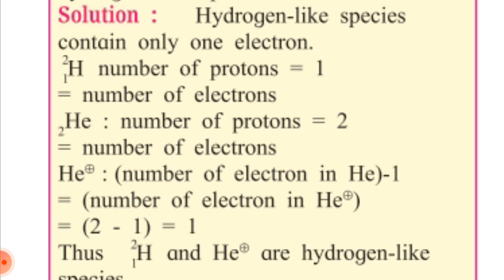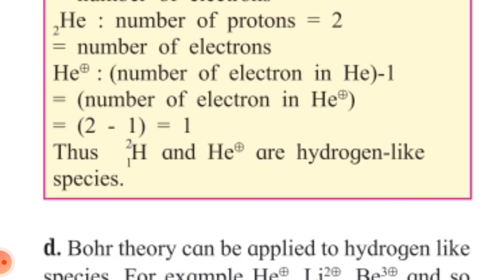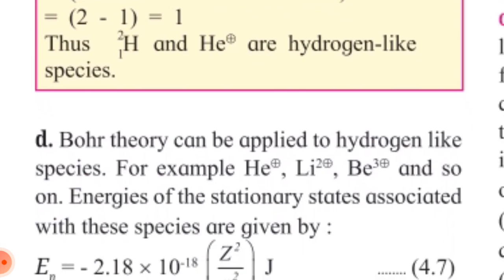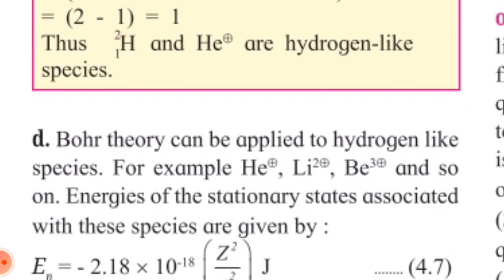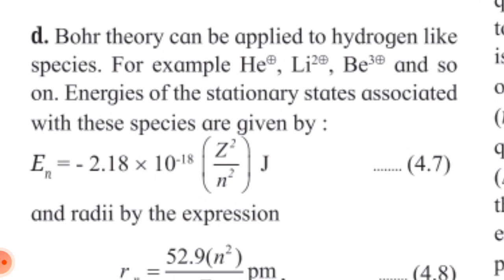Solution. Hydrogen-like species contain only one electron. 1H2: number of protons is equal to 1, number of electrons is 1. 2He: number of protons is equal to 2, number of electrons is 2. He+: number of electrons in helium is 2, so in He+ it is equal to 2 minus 1, equal to 1. Thus 1H2 and He+ are hydrogen-like species.